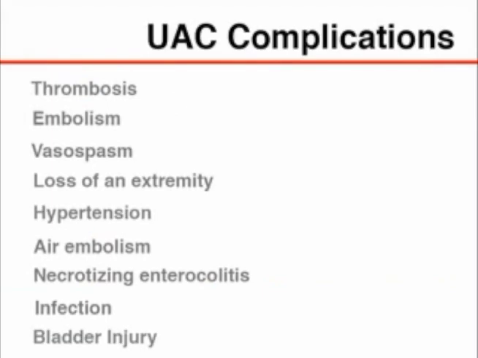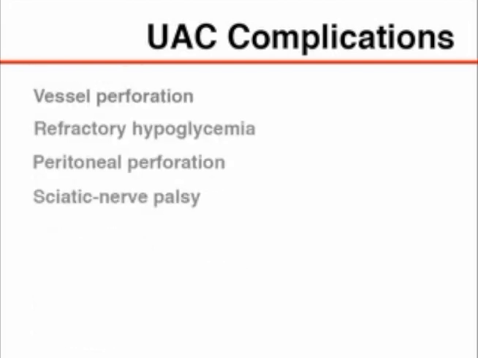UACs can cause or be associated with multiple complications, including but not limited to thrombosis, embolism, vasospasm, loss of extremity, hypertension, air embolism, necrotizing enterocolitis, infection, and bladder injury. If malpositioned, these catheters can result in vessel perforation, refractory hypoglycemia, peritoneal perforation, and sciatic nerve palsy.